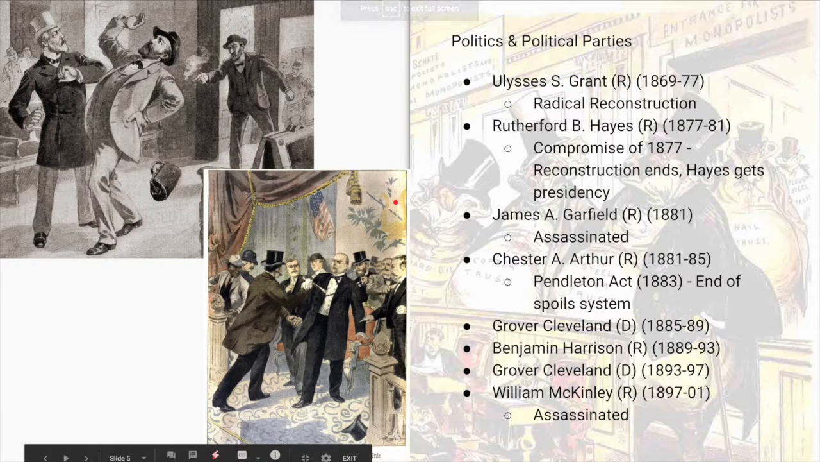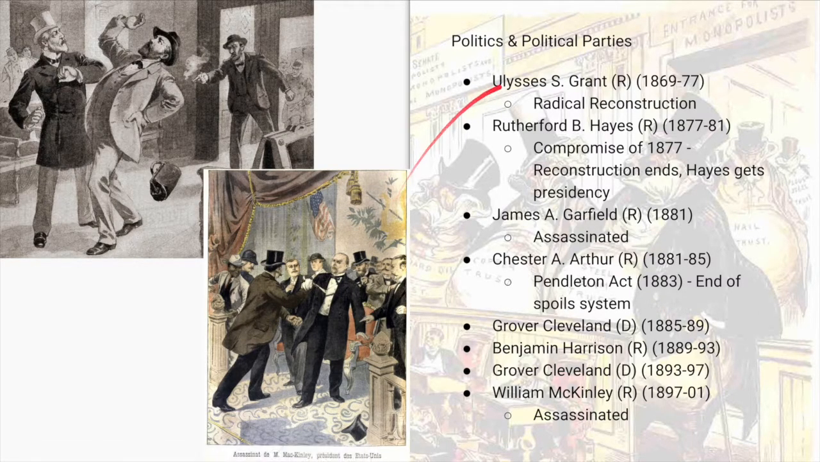Let's talk some politics in Unit 6. We're going to start off with Grant, who is a Republican. You remember he is the radical Reconstruction president, so he's going to send troops down to the South and force the South to follow the new amendments.